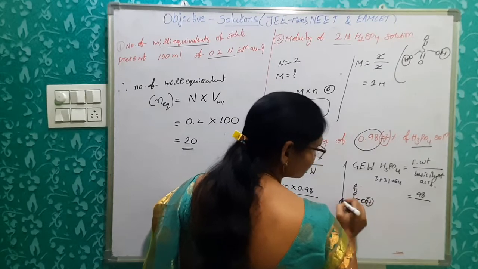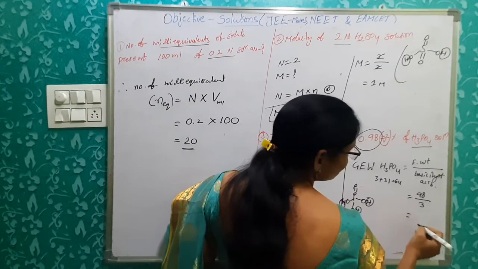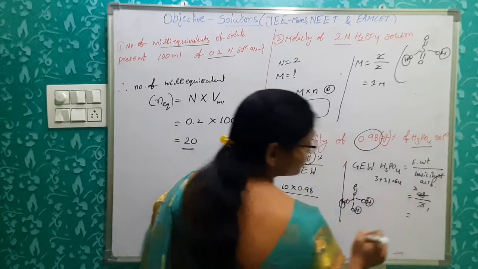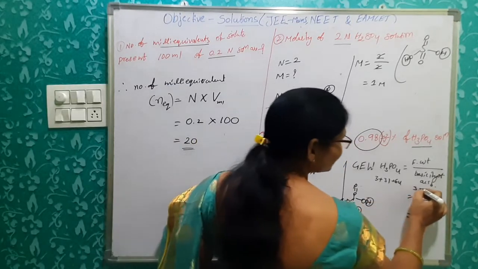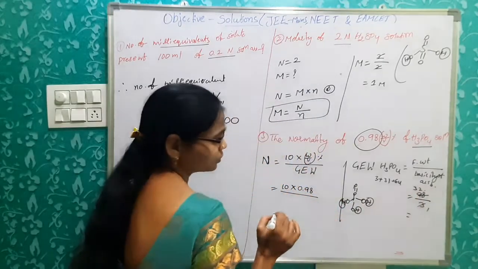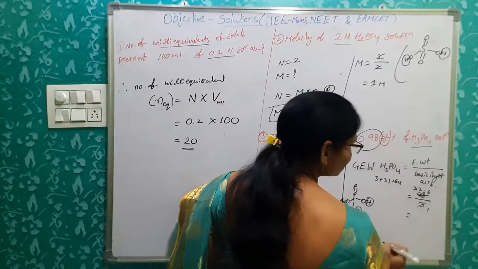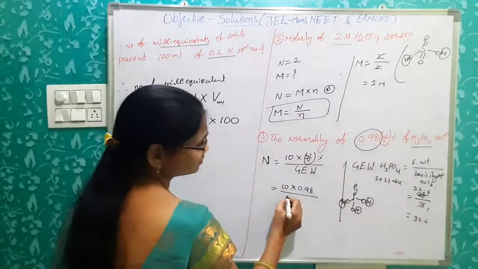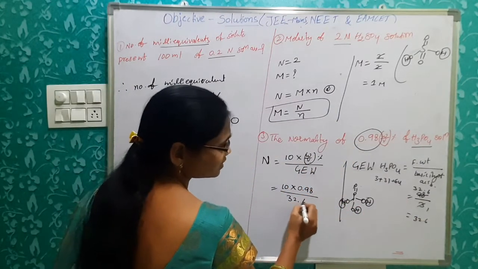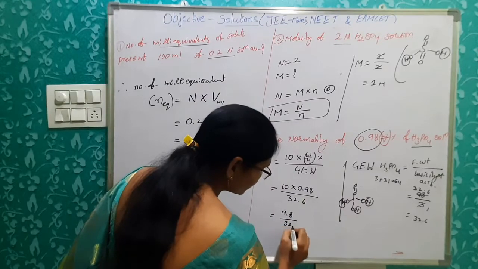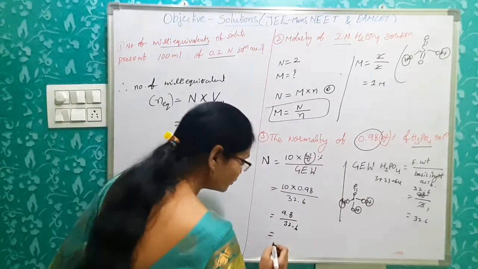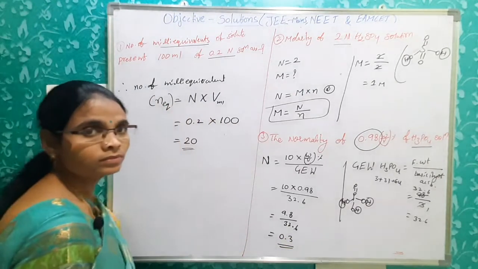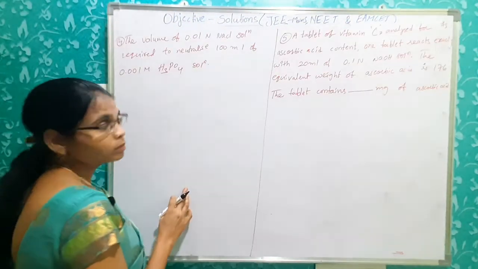1, 2, 3. 3 moles. 1 times 3 is 3, 3 times 3 is 9. How much? 3 times 2 is 6. 6, 32.6. So here 9.8 by 32.6. By simplifying this, we'll get 0.3. Clear? Next, see here, fourth problem.